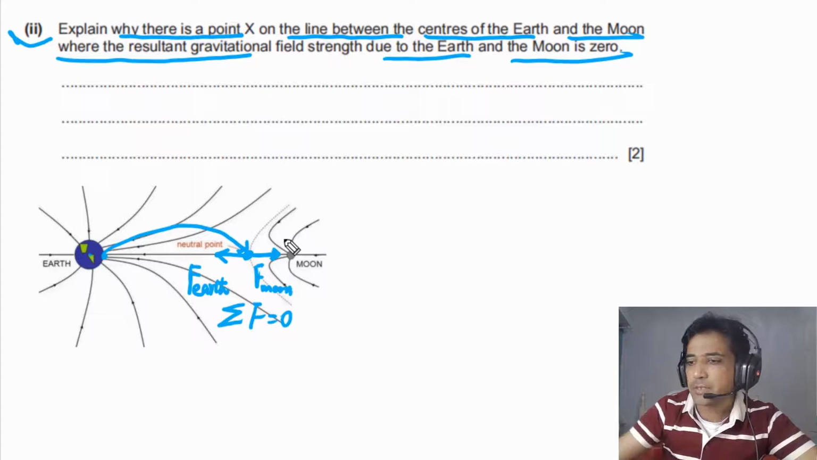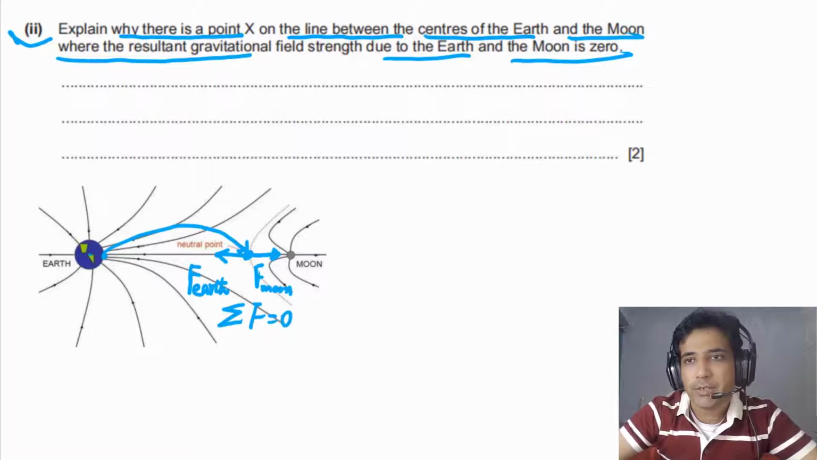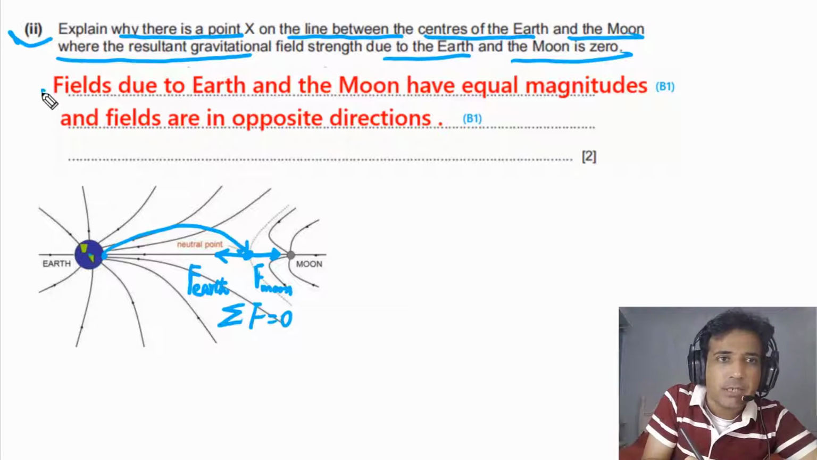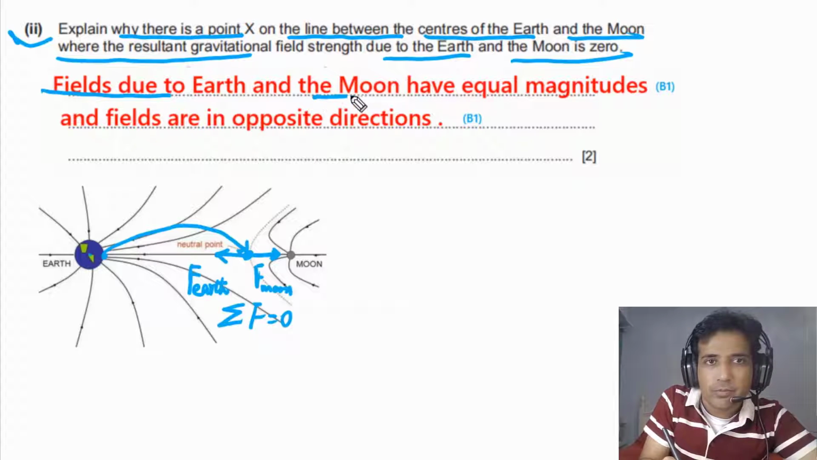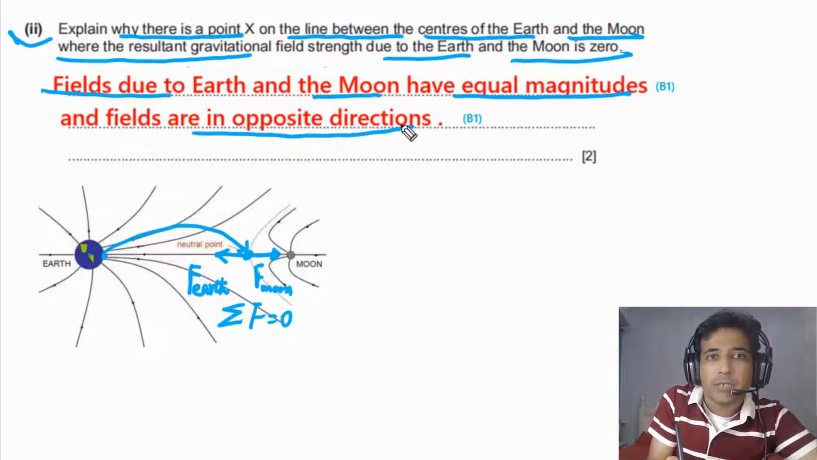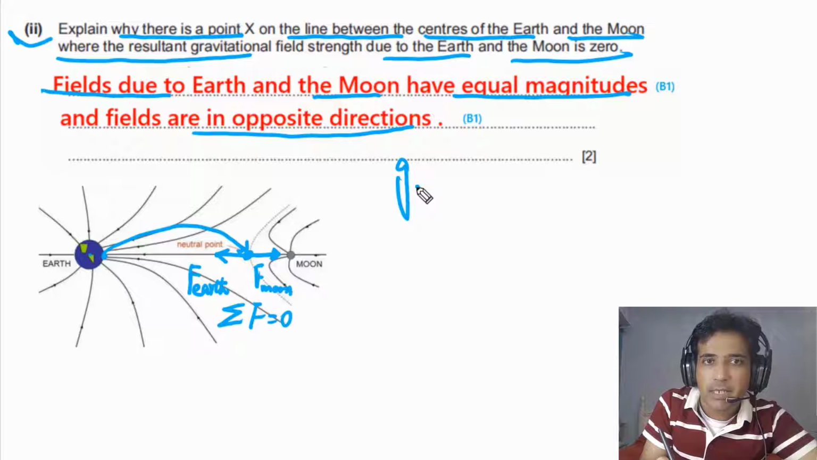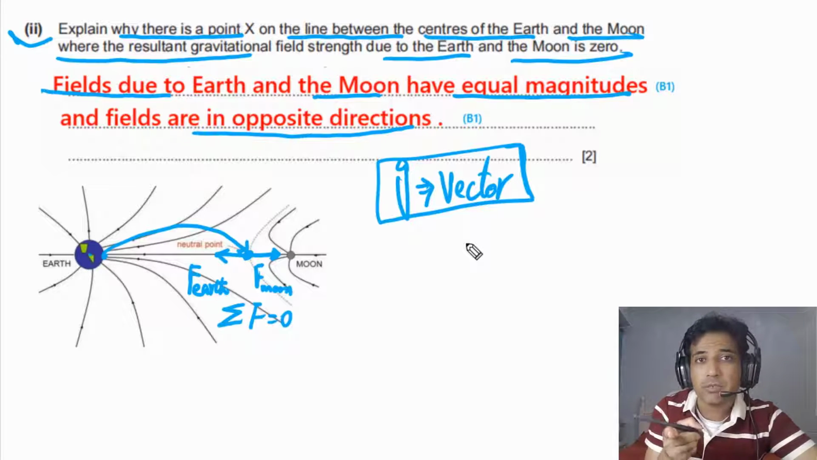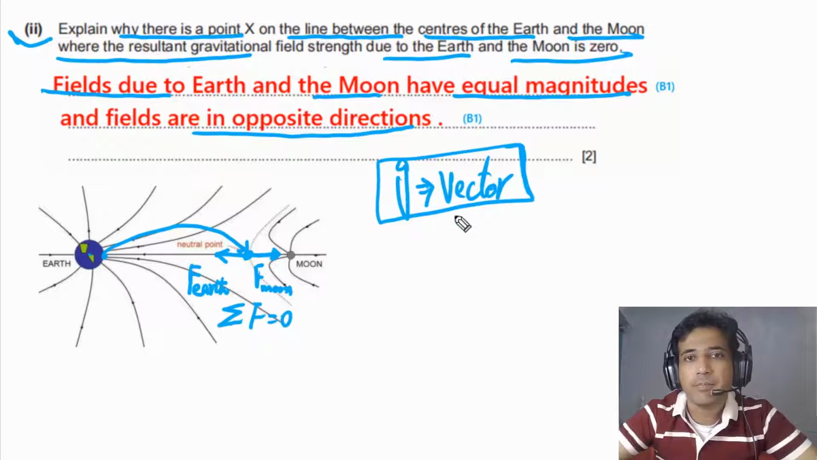Now let me explain to you how you can write down your answer. Simply you can say fields due to moon and Earth have equal magnitudes and they are in opposite directions. You also need to understand g is a vector, it's not a scalar. So a very important point: gravitational field is a vector quantity, not a scalar quantity. So this is how you can answer.